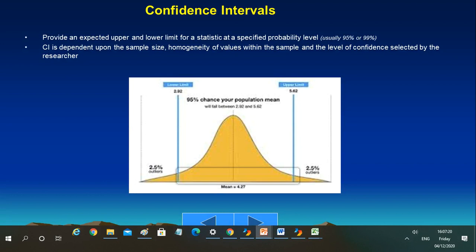A confidence interval provides an expected upper and lower limit for a statistic at a specific probability level, usually 95% or 99%. Confidence interval is very important because it shows the degree of confidence that you have. The confidence interval is dependent upon the sample size, the homogeneity of values within the sample, and the level of confidence selected by the researcher.